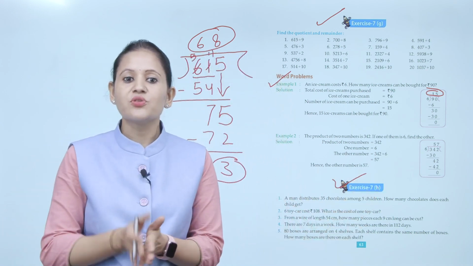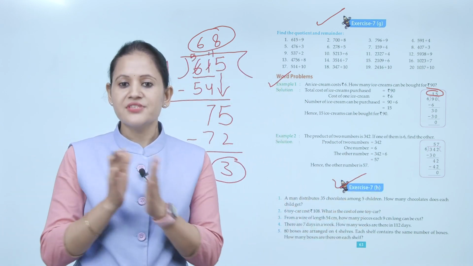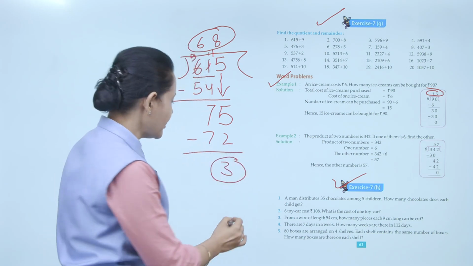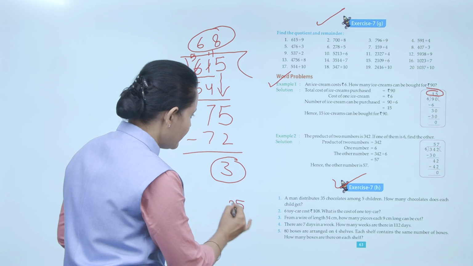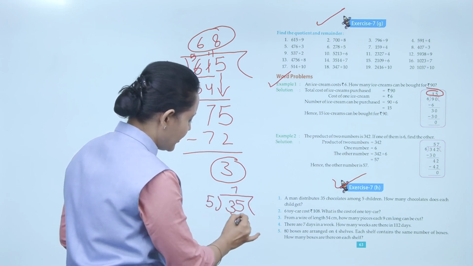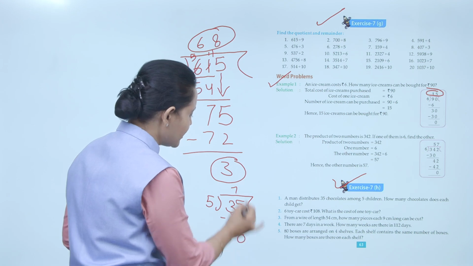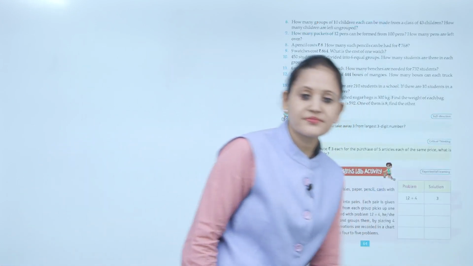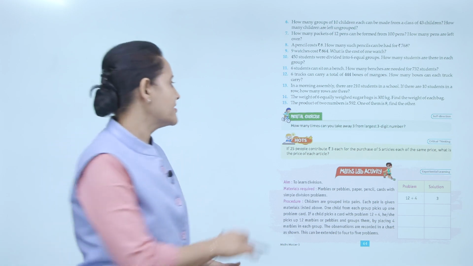A man distributes 35 chocolates among 5 children. How many chocolates does each child get? So equal sharing है, that means we'll divide 35 by 5. 5 7s are 35. So each child will get 7 chocolates. Next, mental exercise.